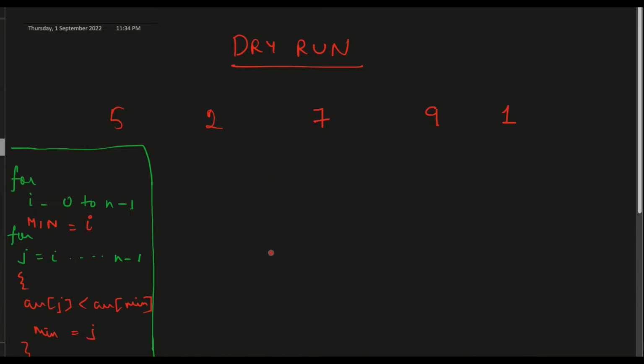So now we'll do a dry run on this array. On the side, I have written the pseudocode for this. So first of all, we are going to have this outer for loop.